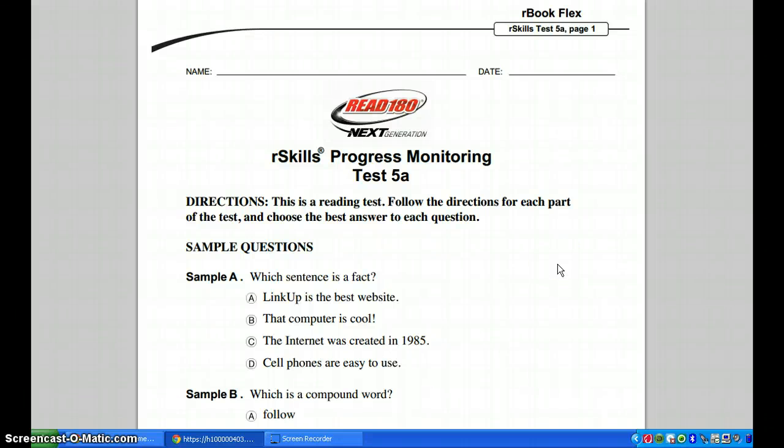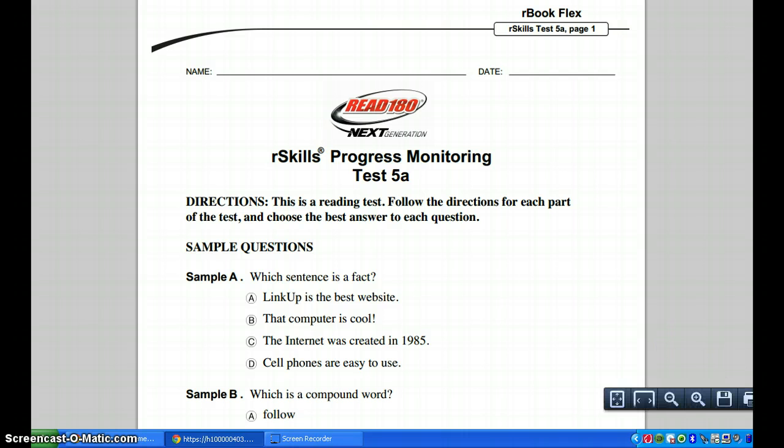Good morning. You are about ready to take the rSkills test 5A. Your directions say, this is a reading test. Follow the directions for each part of the test and choose the best answer to each question.